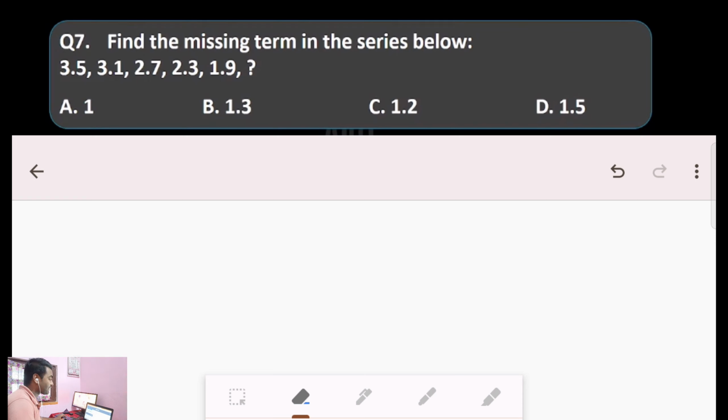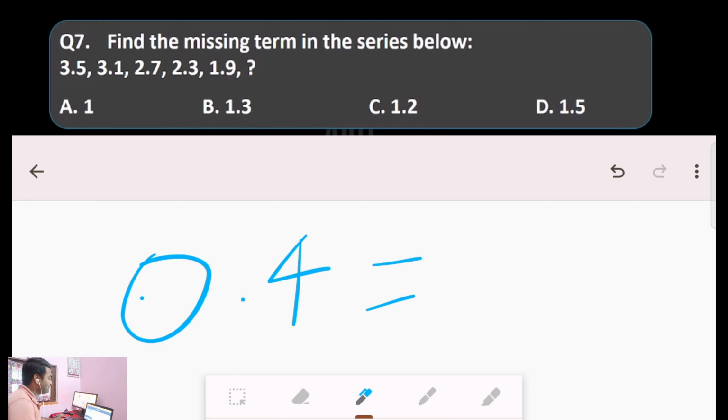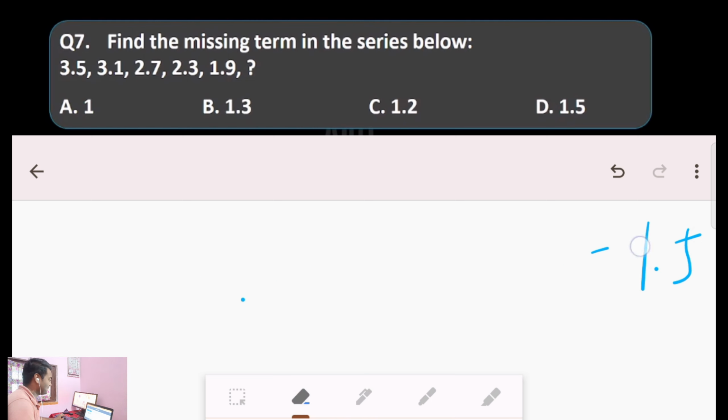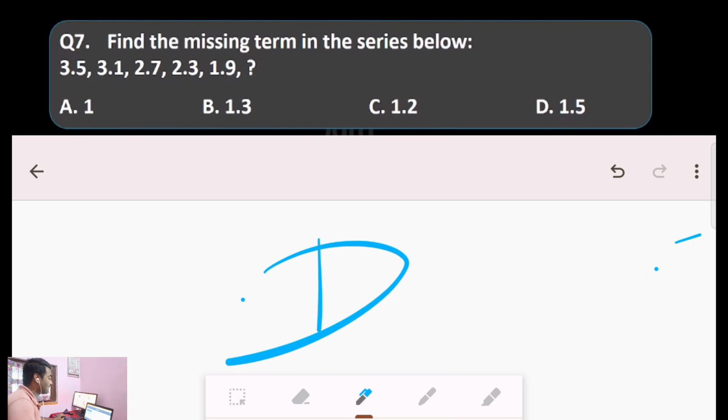They are subtracting 0.4 from every number. I'm extremely sorry, 0.4. So if we subtract 0.4 from 1.9, it will become 1.5. So our answer is D. This is a pretty easy question for you guys. Hope you have got the answer right for it.